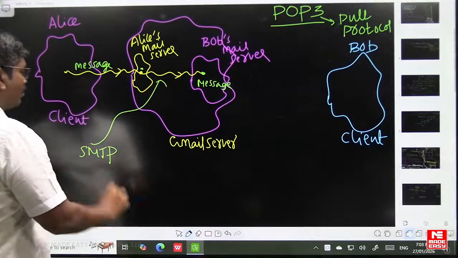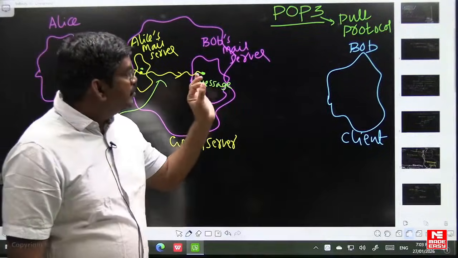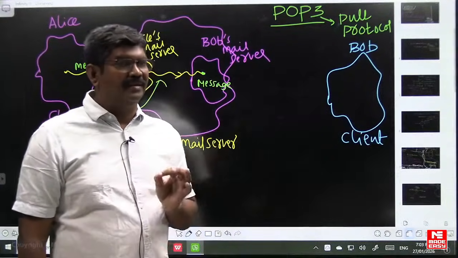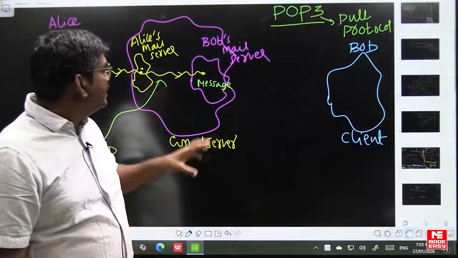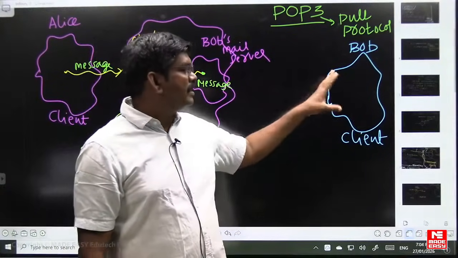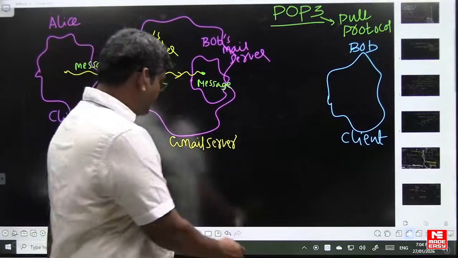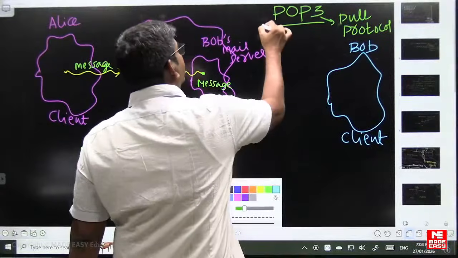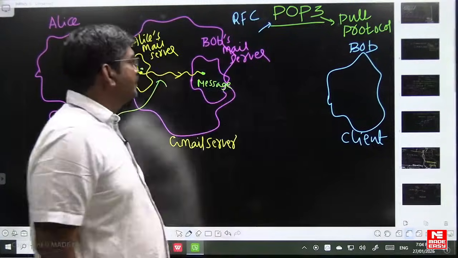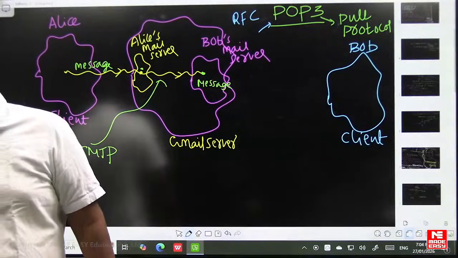So now the questions they can ask you regarding this POP3: they will ask you how many phases are there in this POP3. मतलब इस बॉब्स मेल सर्वर में जो मेल आया है मैसेज, उसको बॉब का क्लाइंट एक्सेस करने के लिए how many phases are there in the POP3. The phases are given by the RFC. RFC मतलब request for comment. So this is one question they can ask you in the POP3. Okay, fine.